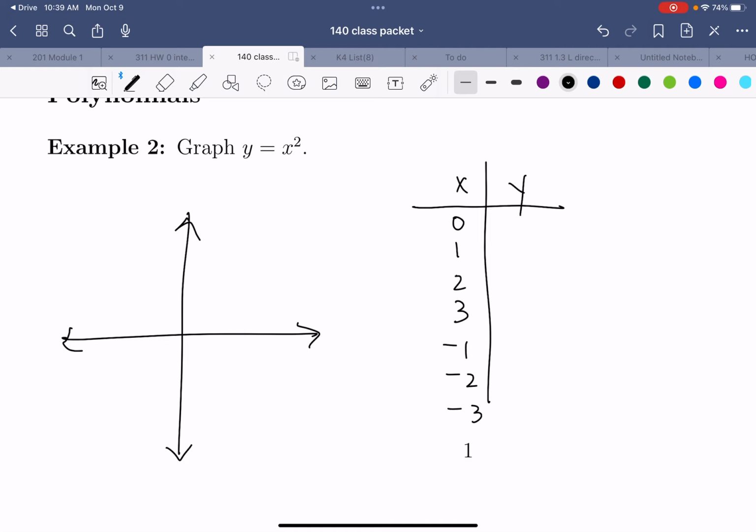Now, if I don't see a pattern within these first few, then I might add different numbers, right? So I might say, oh, I don't see what's going on over here. Something weird's happening in the negative direction. Let me try some more negatives, right? You can do that to compensate.